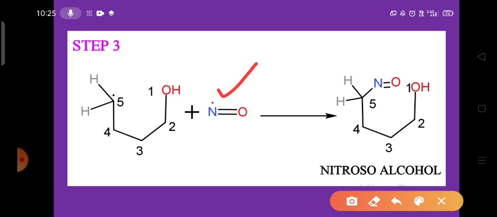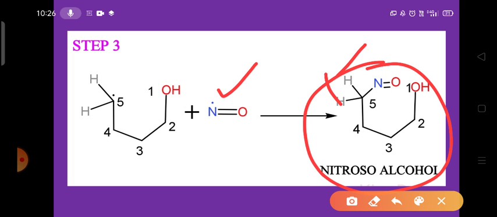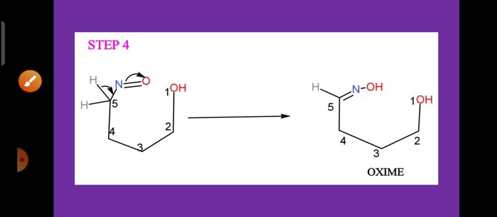In the third step, the nitroso free radical formed in the first step attacks the alkyl free radical at the fifth place. As a result, we get the nitroso alcohol product. So these are the main 3 steps. But here at the fifth place, we have 2 more hydrogens. If in place of the hydrogen we had alkyl groups, the reaction would stop here and nitroso alcohol would be the end product. But here we have 2 more hydrogens, so the reaction does not stop here and proceeds further.